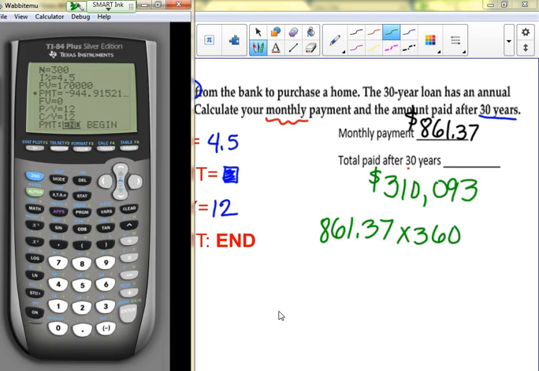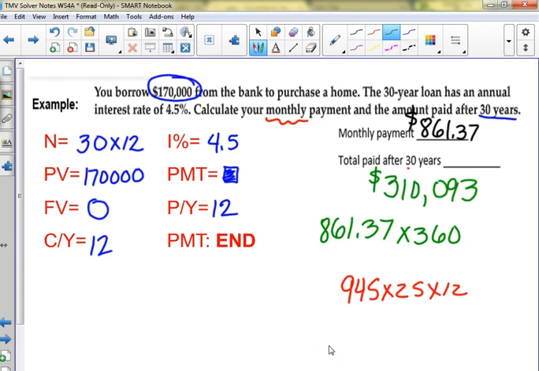Okay, and somebody do 945 times 25 times 12. 283,000 roughly. Okay, so by paying an extra $80 a month and borrowing it for 5 years less, I saved $27,000, almost $30,000 in interest. Okay, you pay a lot of the interest up front. It's fast. Anyway, it's all complicated. I'm just going to keep going.